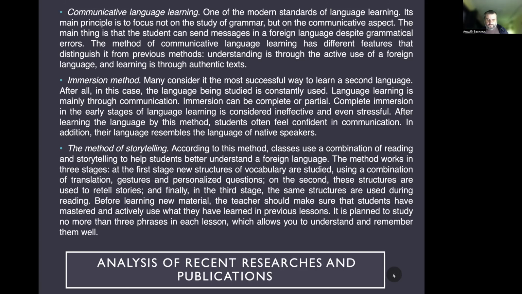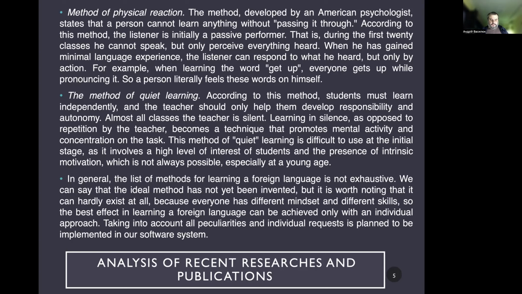The third method on this slide is the method of storytelling. According to this method, classes use a combination of reading and storytelling to help students better understand foreign languages. Method of physical reaction: according to this method, the listener is initially a passive performer. Next is the method of quiet learning. According to this method, students must learn independently, and the teacher should only help them develop responsibility and autonomy.